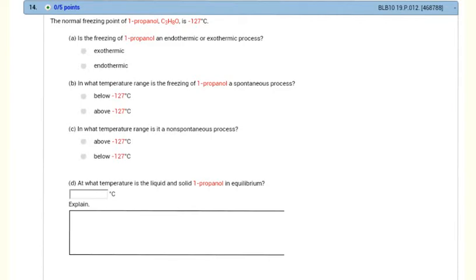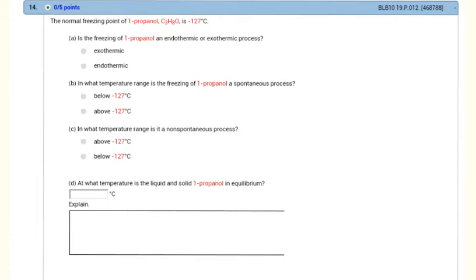In number 14, it's a pretty straightforward question, but there might be some vocabulary terms that you need to have clarified. The first one is they're talking about the normal freezing point up here of 1-propanol. And you don't need to worry too much about this, but what the term normal means is that it's the freezing point at 1 atmosphere of pressure. So if we know the freezing point is 127 degrees Celsius, then the question is, is the freezing point of 1-propanol endothermic or is it exothermic?